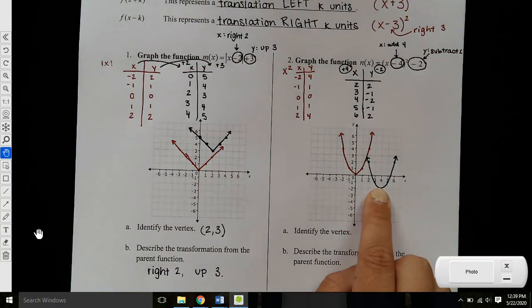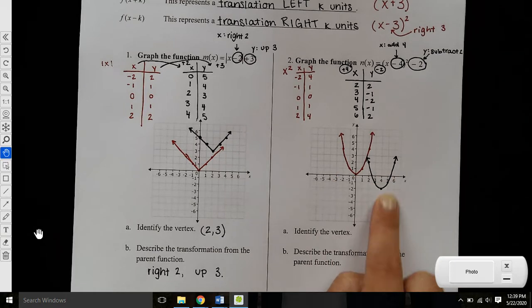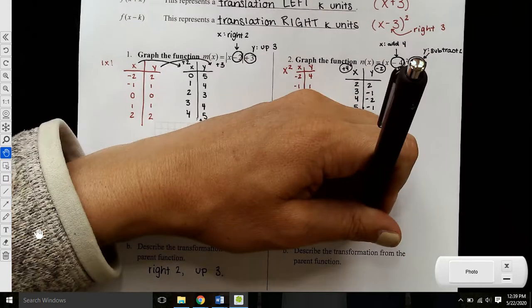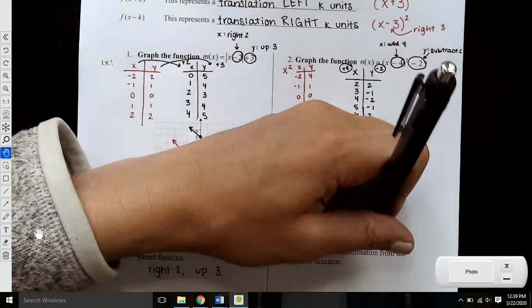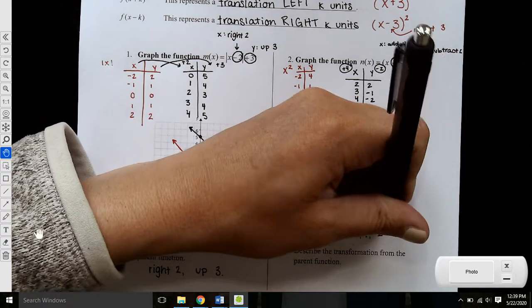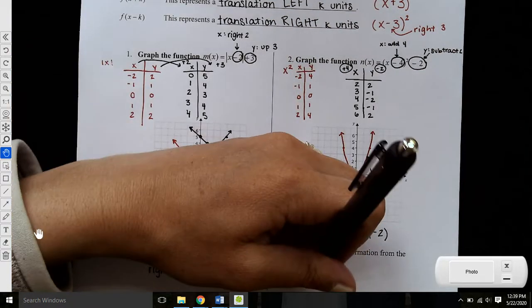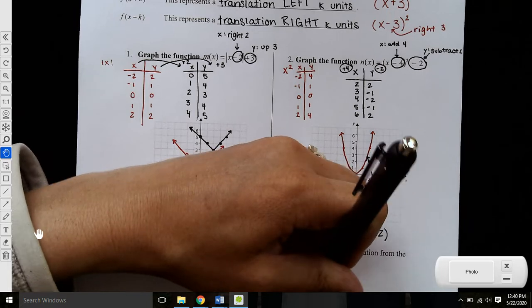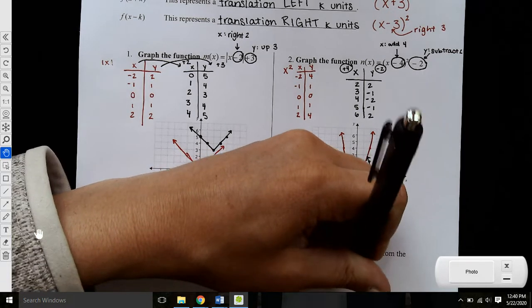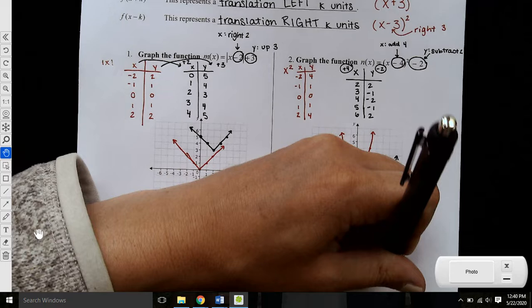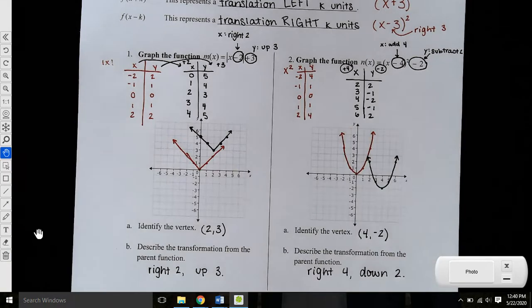It moved to the right 4 and down 2. My new vertex is 4, negative 2. My transformations are right 4, down 2. So those are my first 2 examples. Go to the next video to get more examples on the more complex problems.